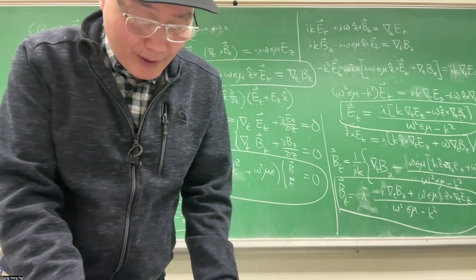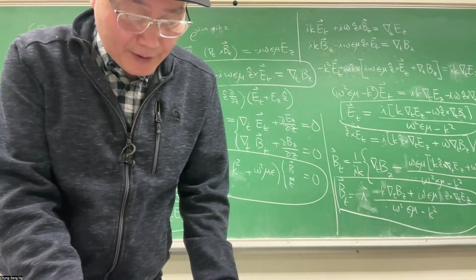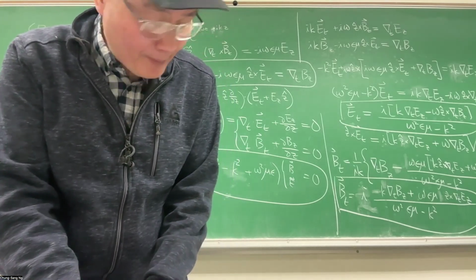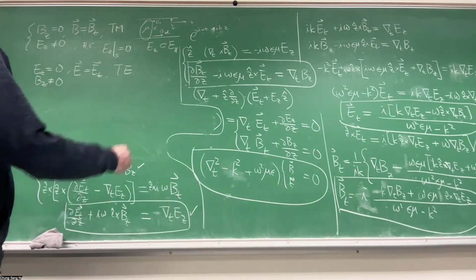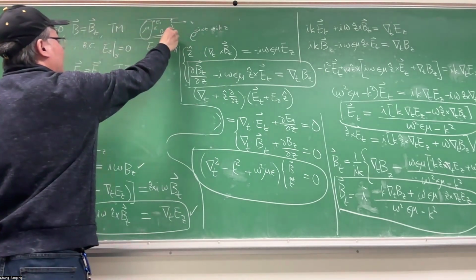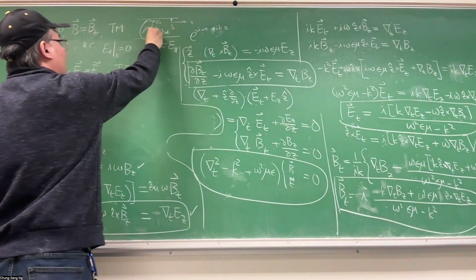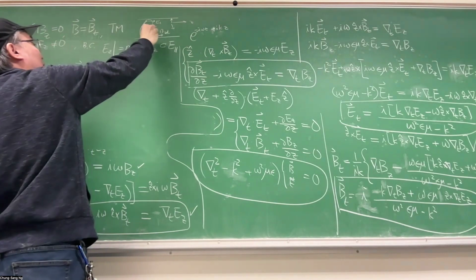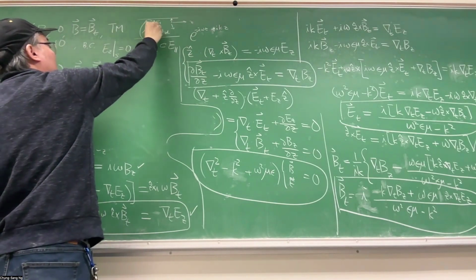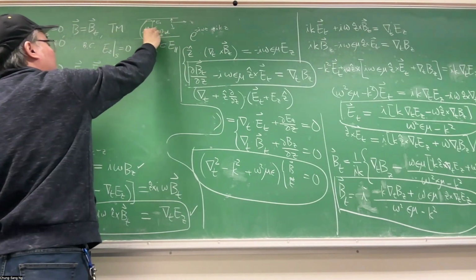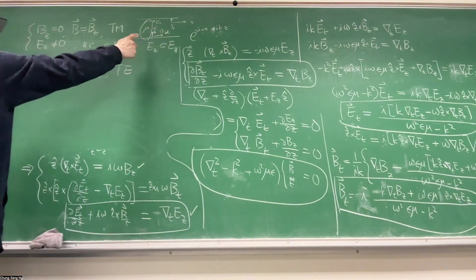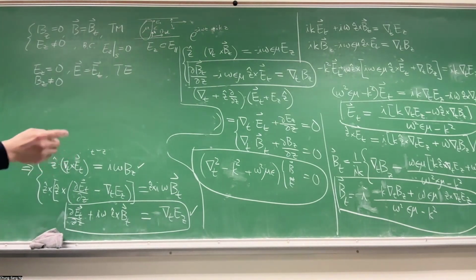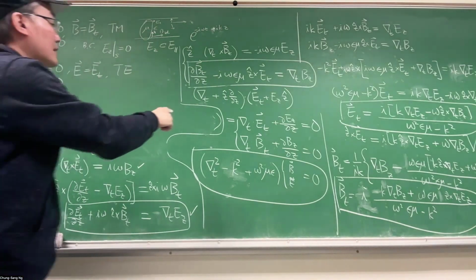But H parallel is not 0, while H perpendicular is 0, or B perpendicular is 0, right? Or Bn. So perpendicular means along the n direction. On this surface of the conductor, there's an n direction, and the other direction is the parallel direction, parallel in the transverse direction. Okay, so you use that.